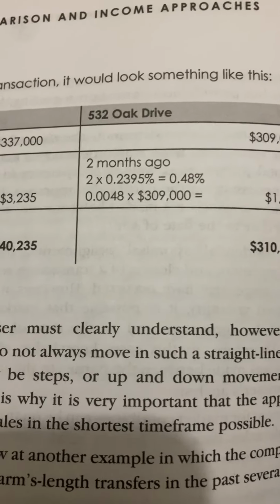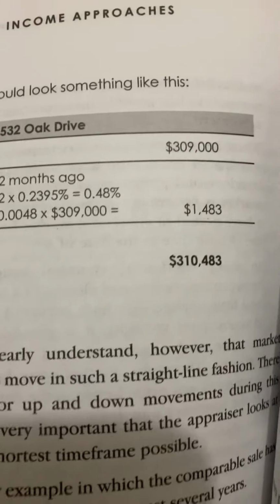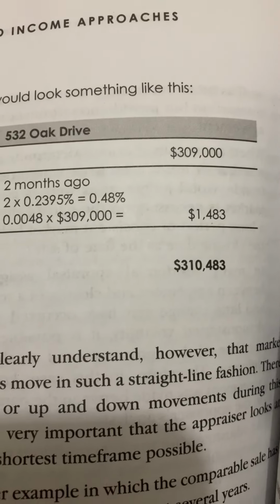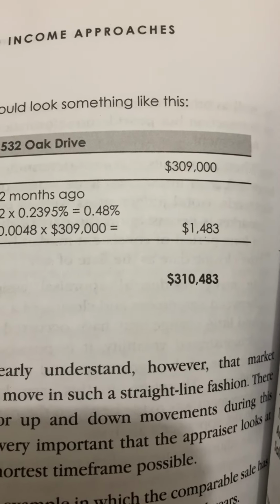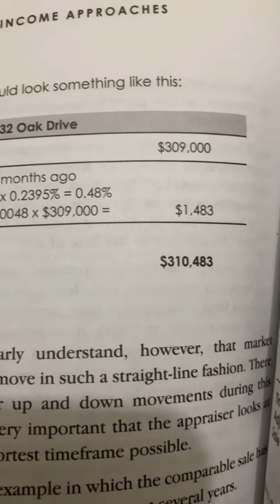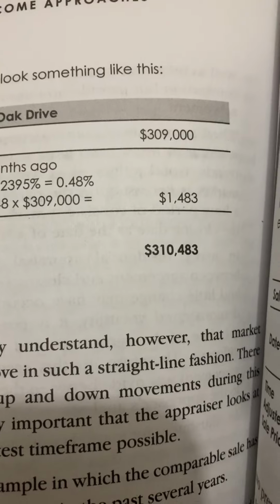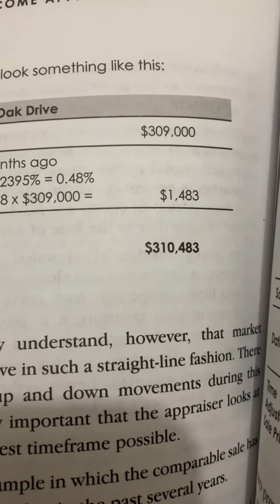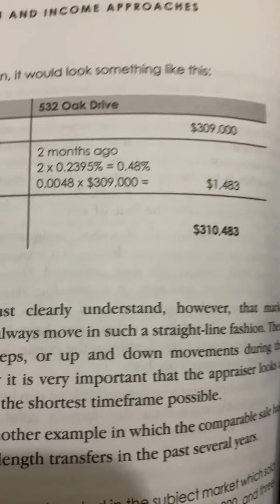You move the decimal over 2 places to the left, and you take the 0.0048 times that by the sale price of $309,000, and that kicks you out the dollar adjustment of $1,483. All you got to do after that is add it to your original sale price, and you have $310,483 for your adjusted value to your comp.